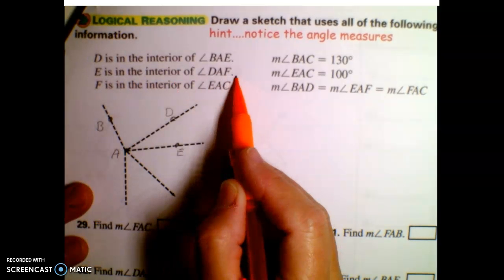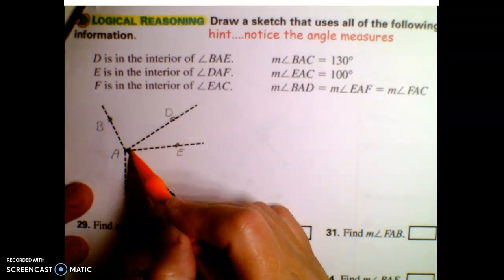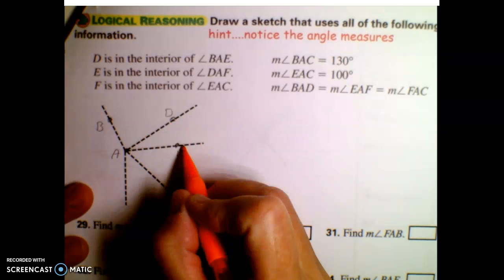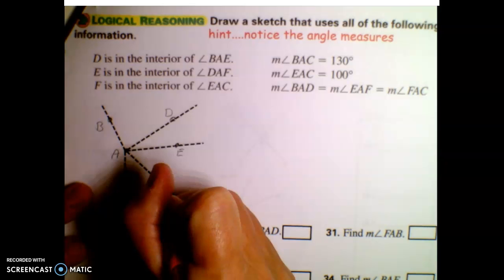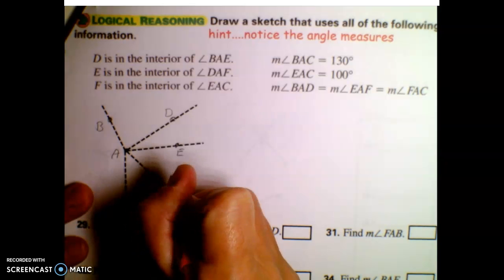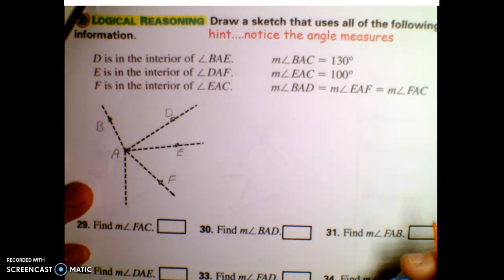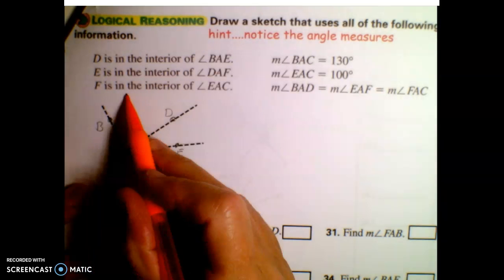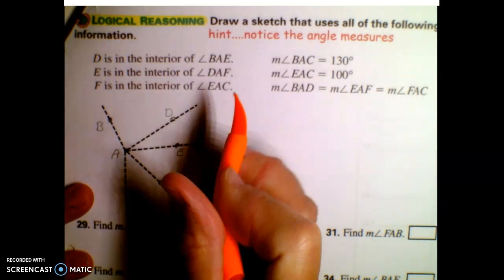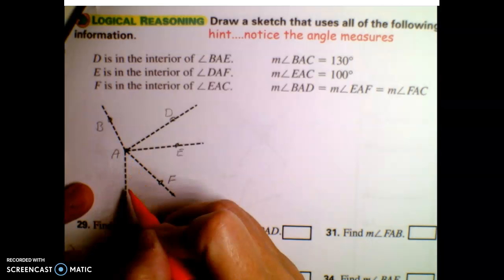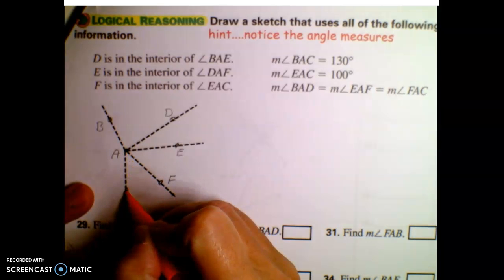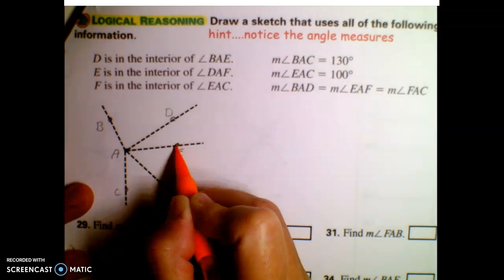All right, E is in the interior of DAF. Okay, so it's a little easier this time. I have a D, I have an A, and I have to put F somewhere so that E is in the interior. So if I place F here, that makes sure that it's in the interior. And F is in the interior of EAC. So EA. So I'm going to put C down here so that F is in the interior of these.